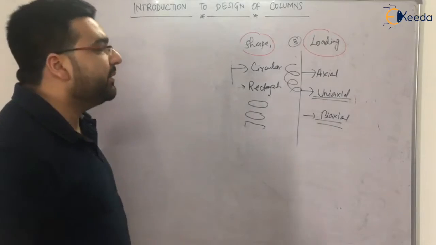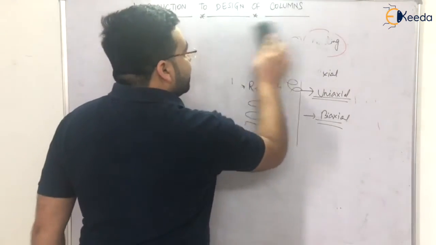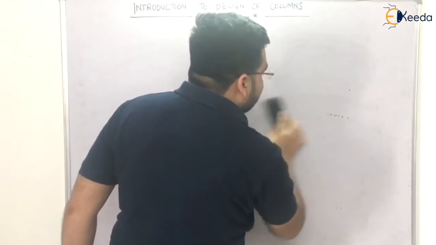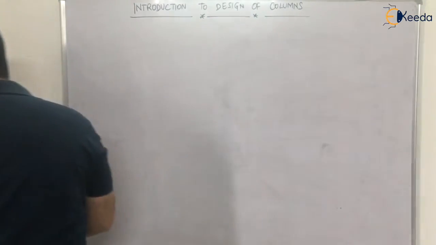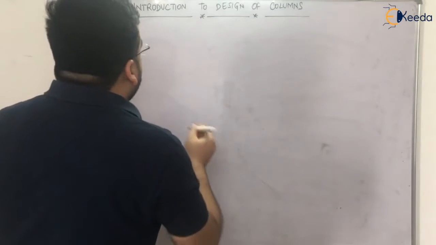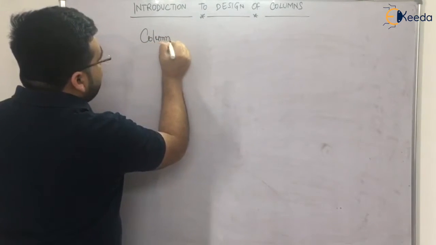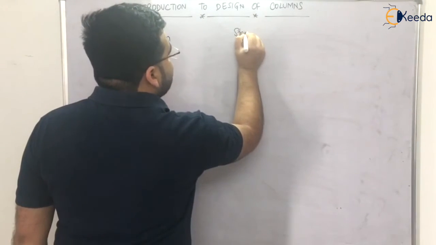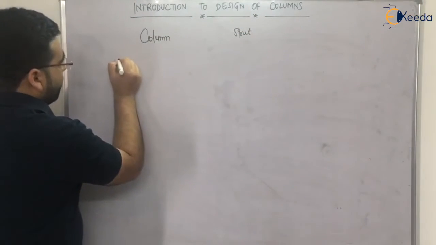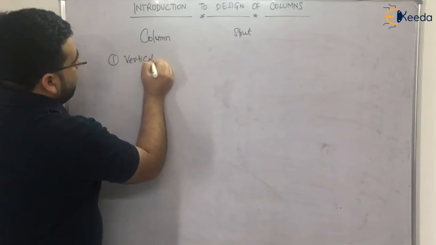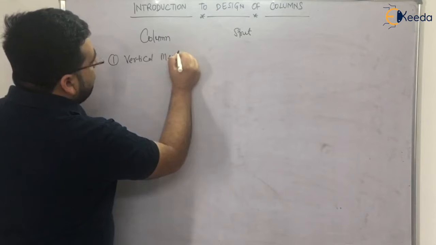So what are the differences between a column and a strut? Let us understand, because this question is nowadays generally asked in interviews, right? So you must know the difference between a column and a strut. First of all, let me write column, and then let me write strut, right? So column, first of all, is a vertical member. It is a vertical member, right?